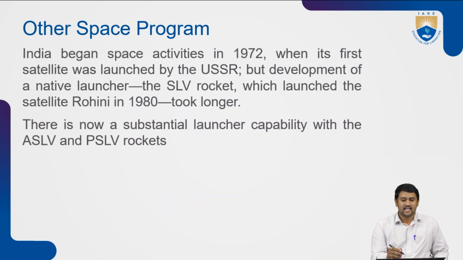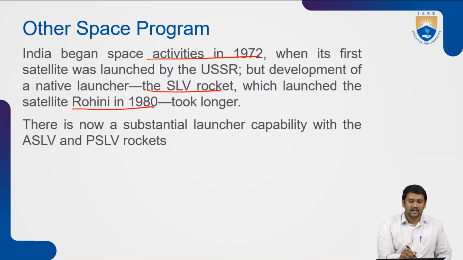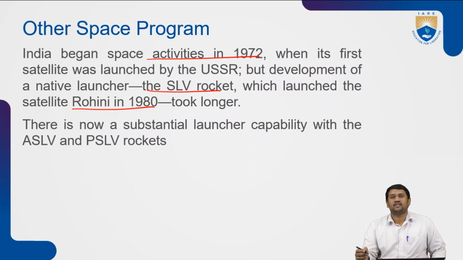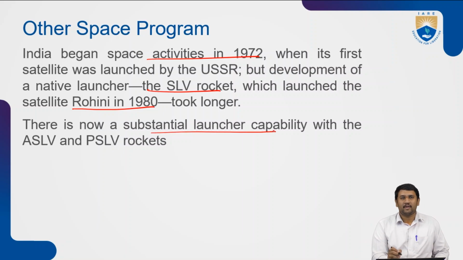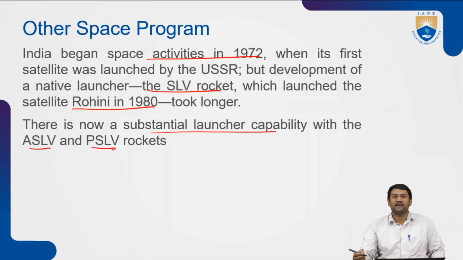Now, India began its space activities in 1972 when the first satellite was launched by the USSR. But the development of a native launcher, the SLV rocket, which launched the satellite Rohini in 1980, took longer. But now there is substantial launcher capability in the names of the ASLV as well as PSLV rockets that are being developed indigenously in India.